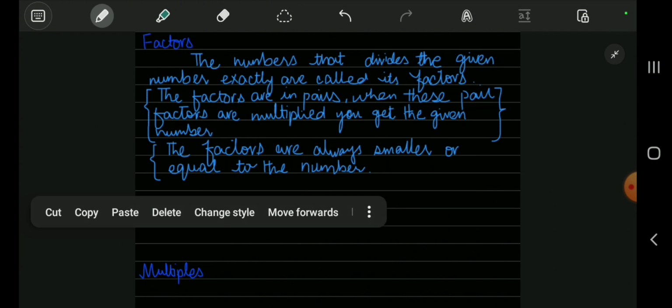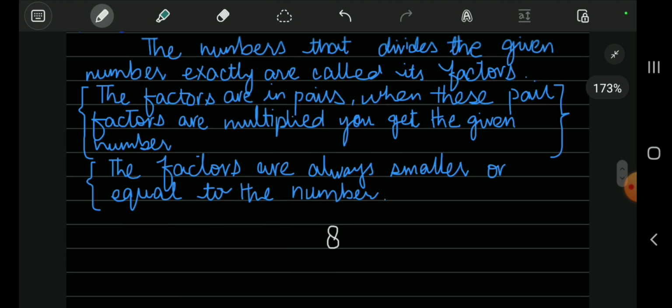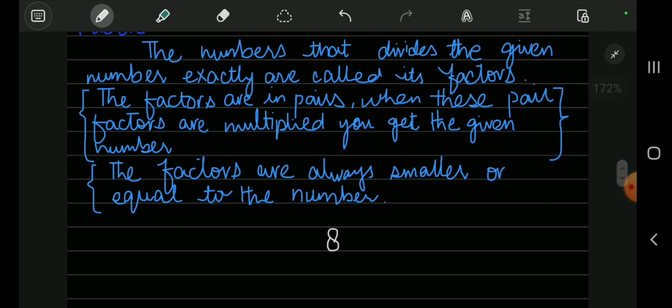For example, let's take the number 8. All the numbers which can divide this number exactly will be its factors. Starting from 1, yes, 1 is a factor of every number, because it can completely divide the number. 2 can divide 8 because it's an even number. Not 3 but 4, yes, 4 times 2 is 8, and not 6, and then 8, the number itself.